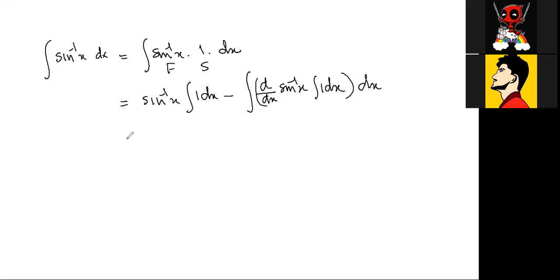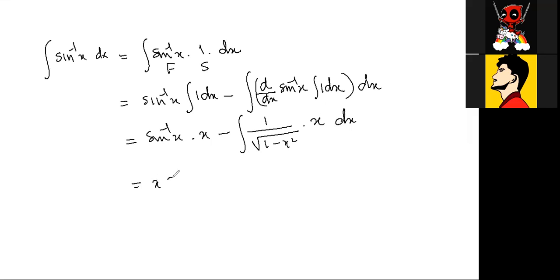This is important. So I'm writing the answer: sine inverse x, integral of 1 is x, minus integral of derivative of sine inverse x, 1 upon root 1 minus x square, into x dx. Now my concern is whether you know how to integrate this term, x upon root 1 minus x square. Now comes your knowledge of integration. How do you integrate x upon root 1 minus x square?